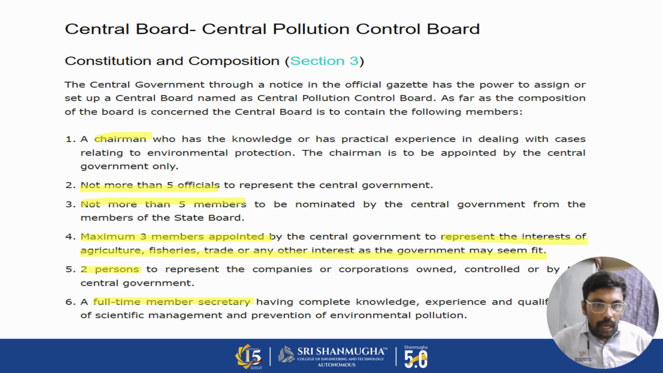So one chairman, and then not more than 5 officials from the central government, and also not more than 5 members nominated by the central government from the particular state board. A maximum of 3 members are appointed from the interest of agriculture, fisheries, trade. After that, 2 persons to be represented by the government-based companies. After that, one full-time member secretary. So these are all the composition of CPCB.